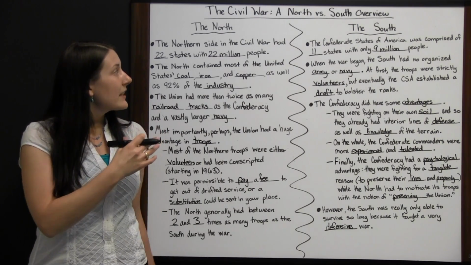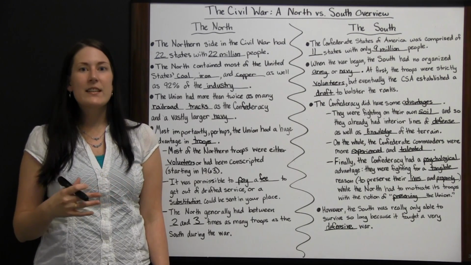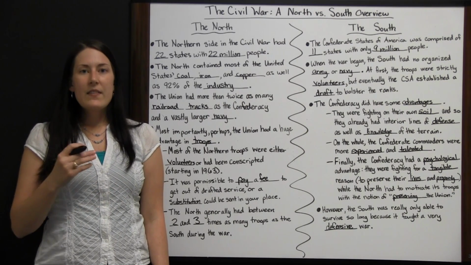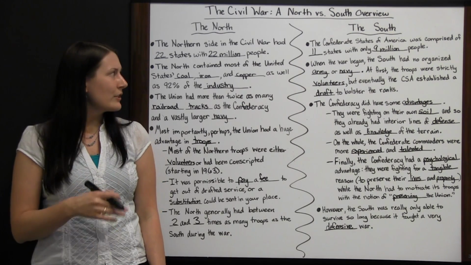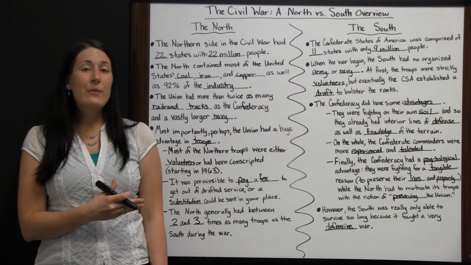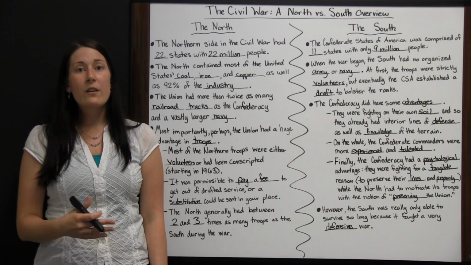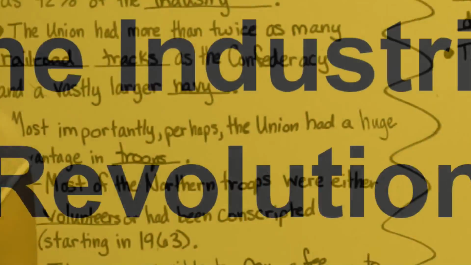And so the North and South were very different, and they had to work hard in different ways during this war. So the North had to try to overcome the fact that the South was fighting on its own soil. The South had to try to overcome the fact that they were vastly outnumbered.